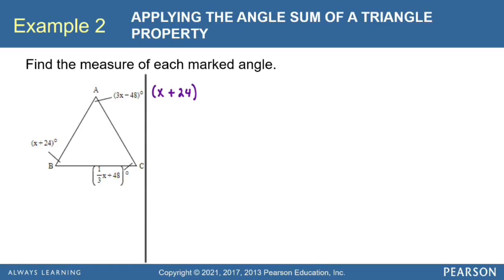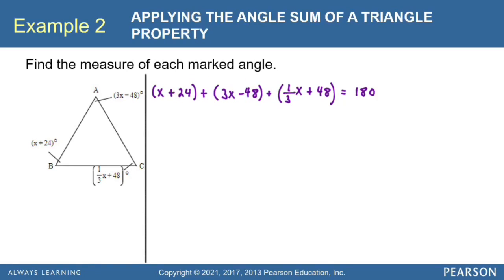And so I'm going to write x plus 24, and I've got it in parentheses just because it was in parentheses here. So x plus 24 plus 3x minus 48 plus 1/3 x plus 48, and that's the three angles, and we know that the sum of those three angles has to be 180. Now at this point you can't do anything to the left side as long as you've got these parentheses in place. So we ask ourselves, what good are these parentheses doing?